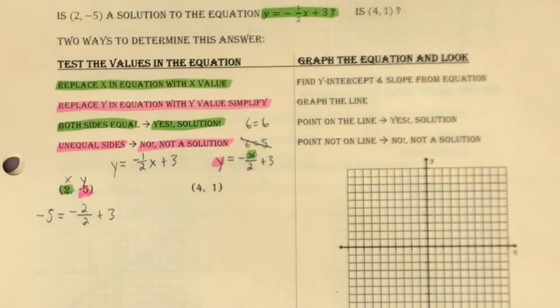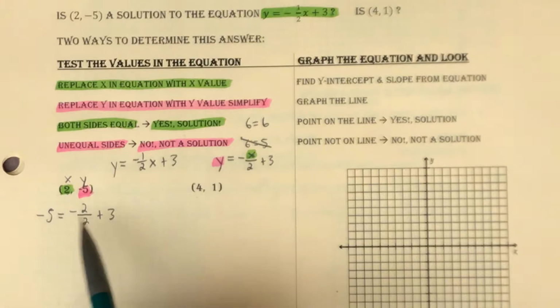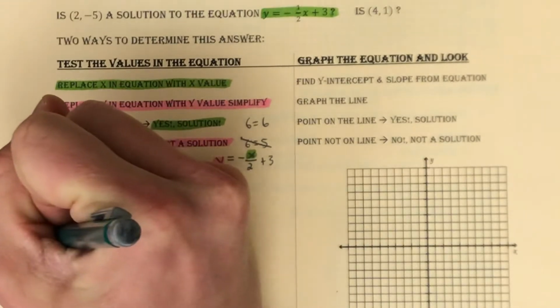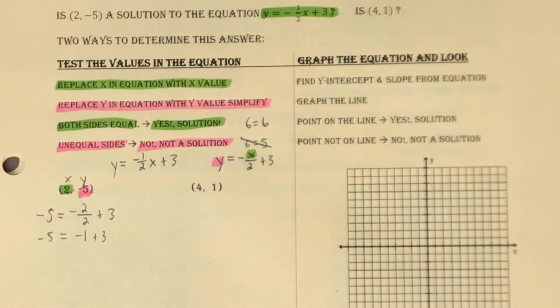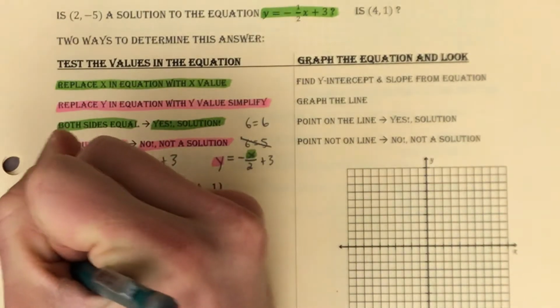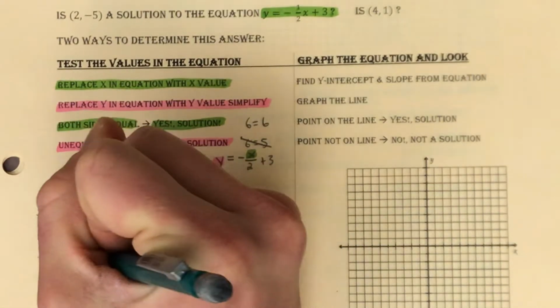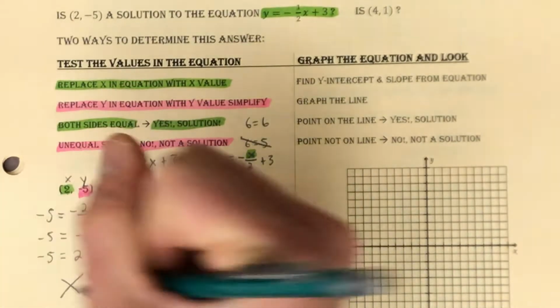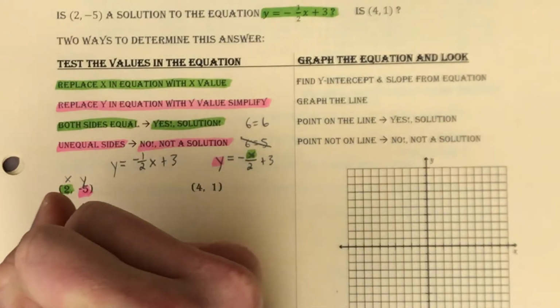The first thing we want to do is simplify the right side, since the left side's already down to one number. I've got -2 divided by 2. Well, that is -1, and everything else that was there is going to come down. Then -1 plus 3 is 2. So I've got -5 equals 2. Now, -5 does not equal 2, so this is not a solution. So, not a solution.